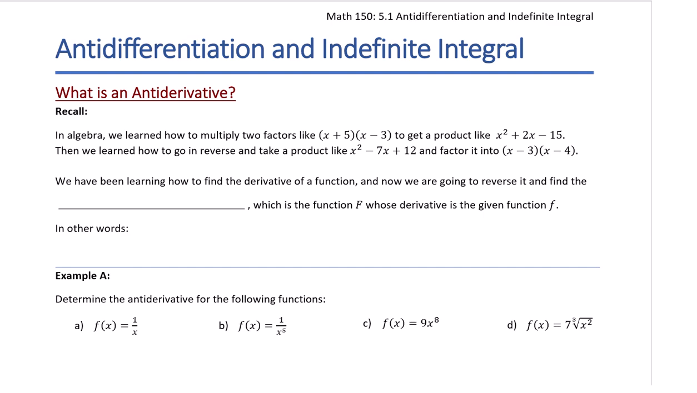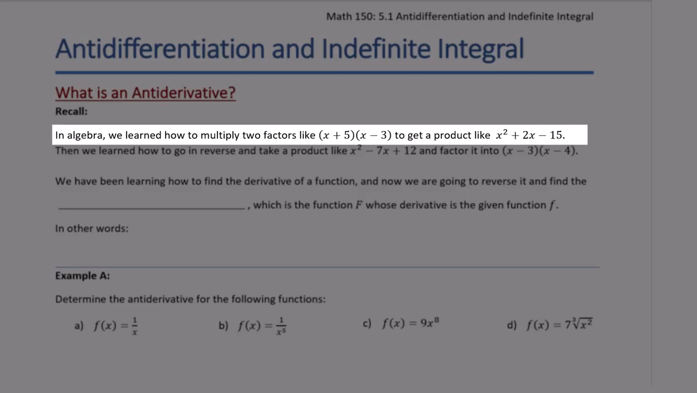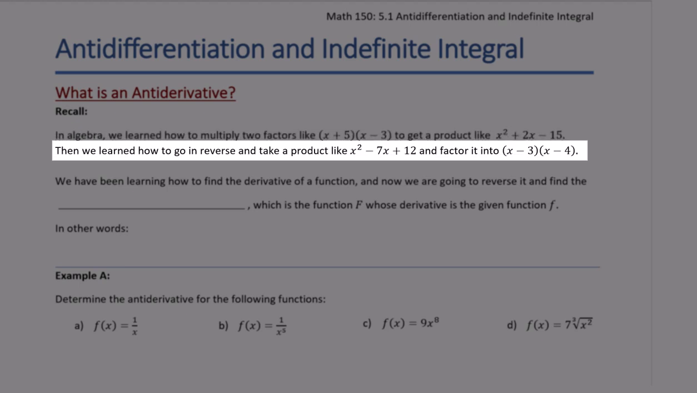What is an antiderivative? Well, think back in algebra, we learned how to multiply two factors, like x plus 5 times the binomial x minus 3, and we would get a product like x squared plus 2x minus 15. Then later we learned how to go in reverse and take a product like the trinomial x squared minus 7x plus 12 and factor it into two binomial factors, x minus 3 times x minus 4.